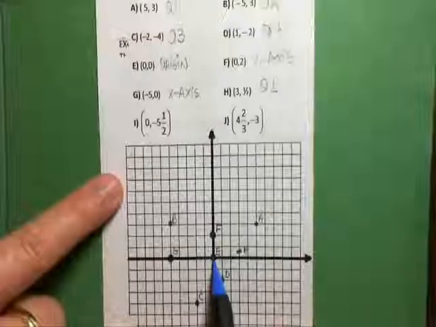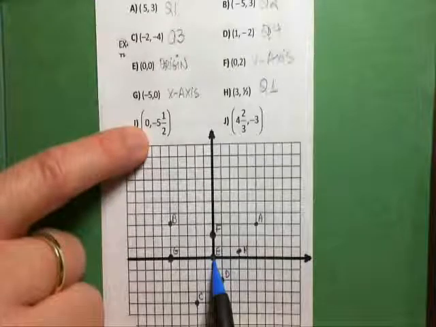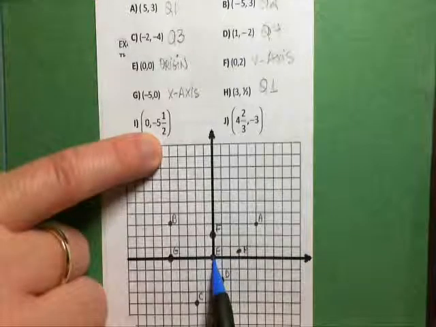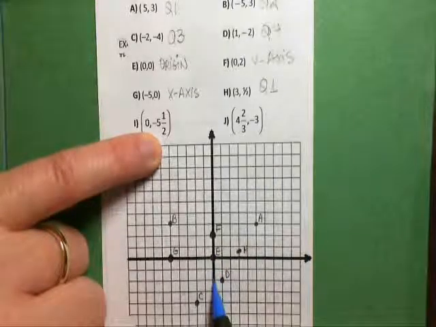Alright, the next one is 0, -5 1/2. The 0 means I don't go left or right, I just stay there. But the second coordinate is -5 1/2. So 1, 2, 3, 4, 5, and 1/2.